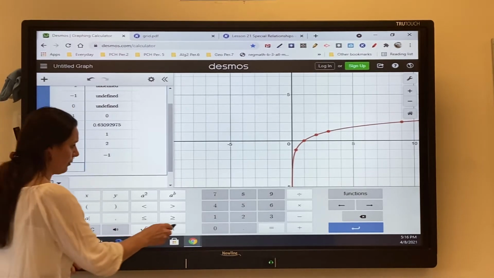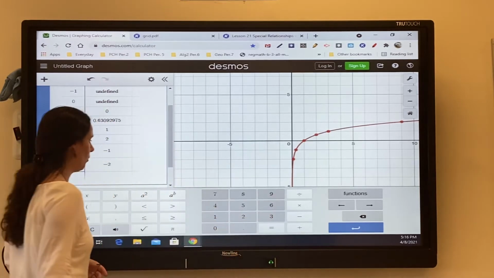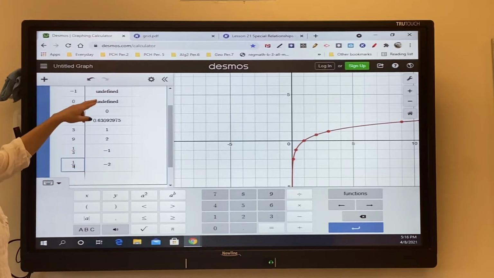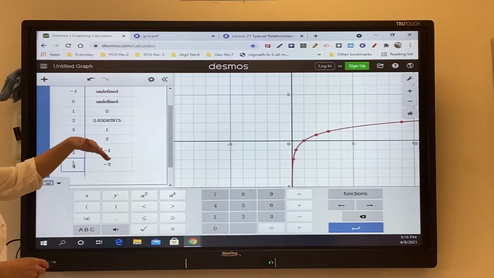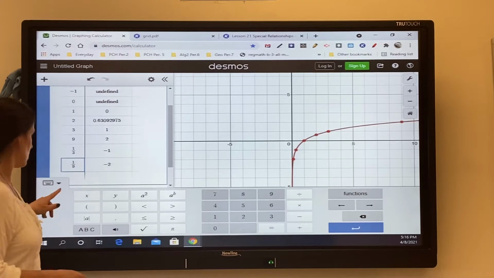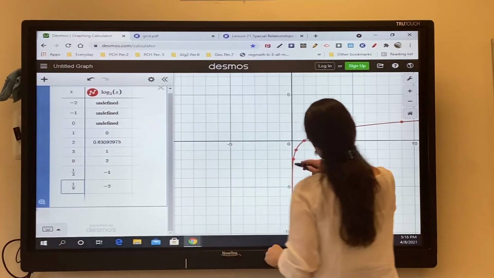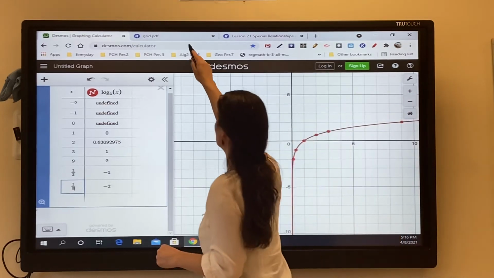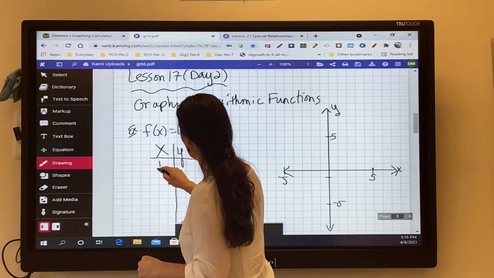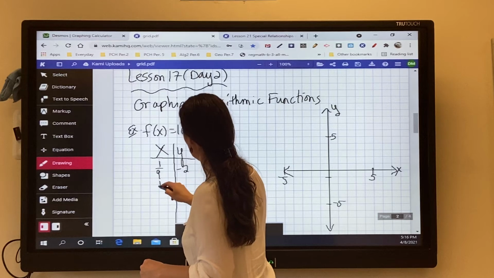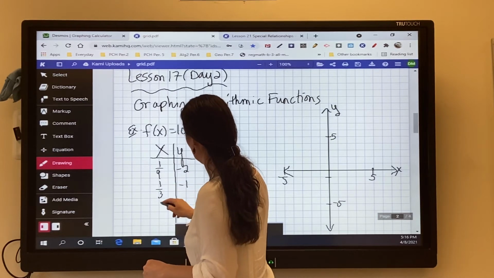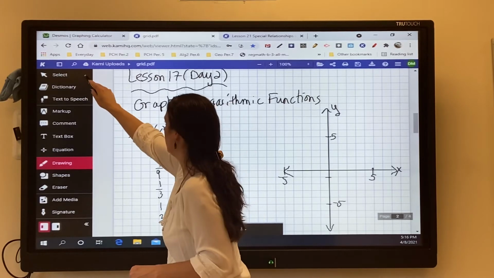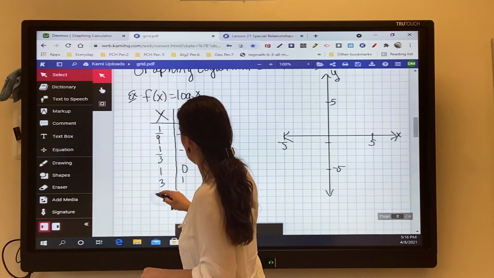Likewise, how about 1/9? What do we get for log base 3 of 1/9? We get -2, because the base of the logarithm, 3, would get raised to the power of -2 to give you 1/9. Now I can see some more nice points that I can put in my XY table and plot. Let's come back over here and put in 1/9, which is -2. We'll put in 1/3, which is -1. 1, which is 0. 3, which is 1. 9, which is 2.